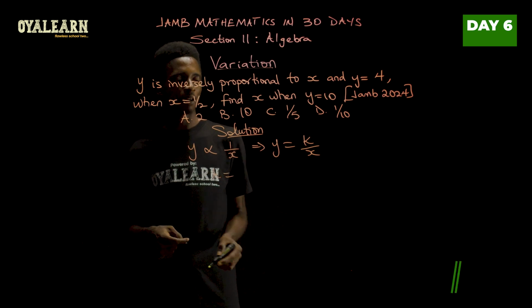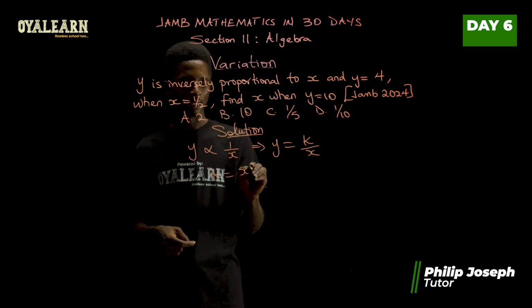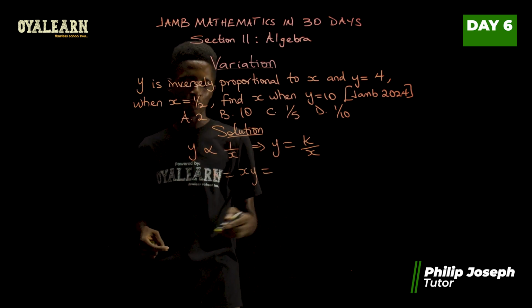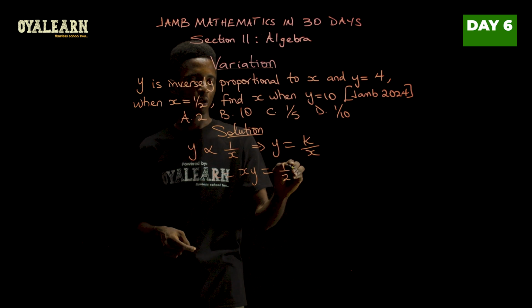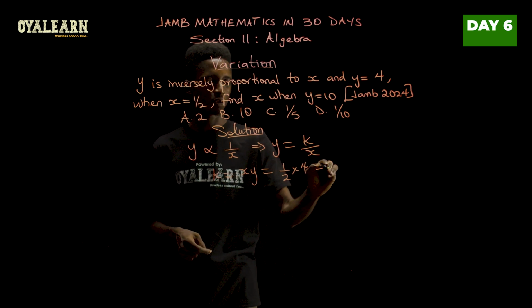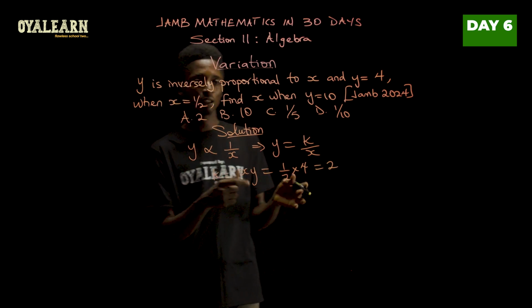Now from this relationship, we can then find the value of k. So that is k would therefore be xy. And we are told that y is 4 when x is 2, so that will be 2 multiplied by 4. And this would give us 8. So the value of k is 8.